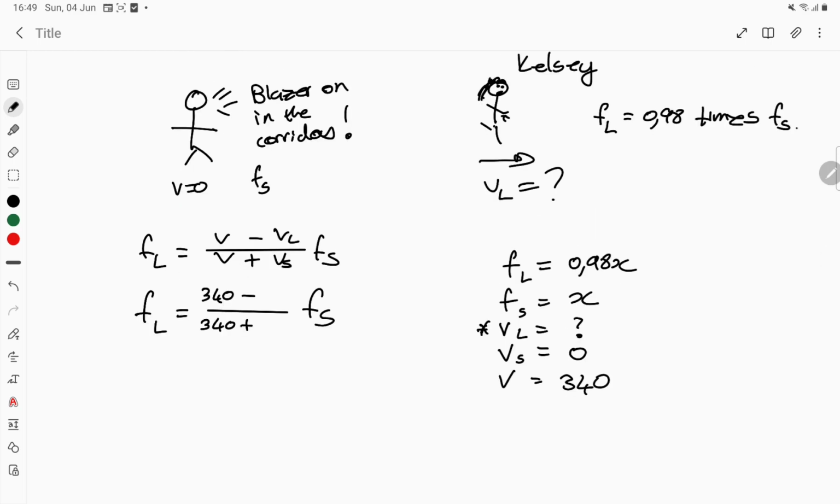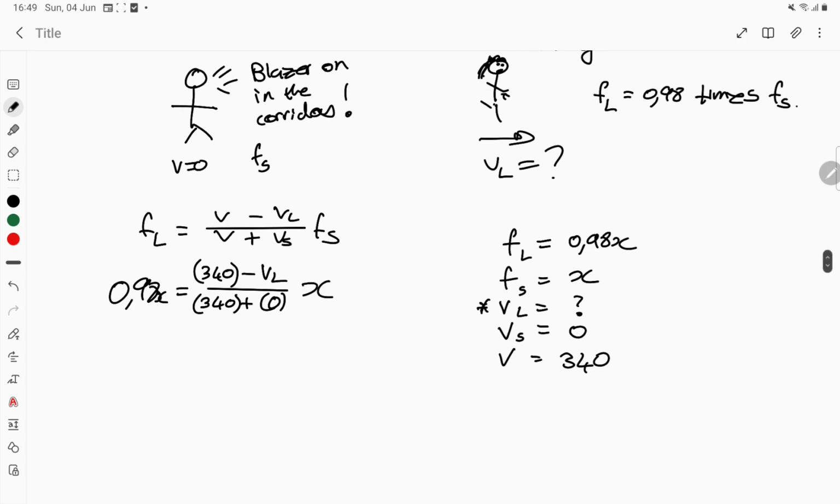Right, there's the formula. So VL is what we want, and VS is 0. The frequency heard is also, we decided, 0.98x, and the source frequency we said is just x. So now it's just down to solving it mathematically. The important part was to put down your values, to assign these values to your frequency heard and source frequency. The rest is just straightforward maths.